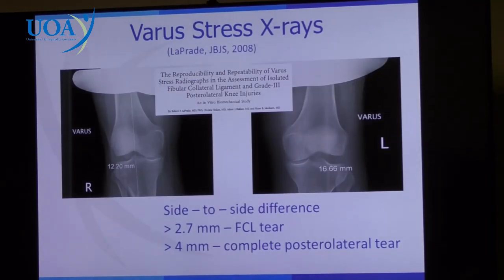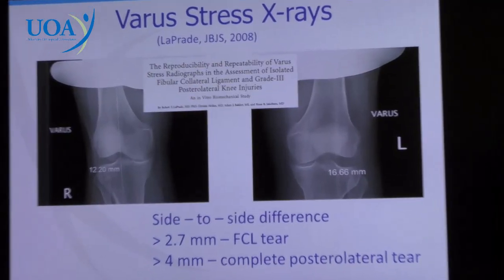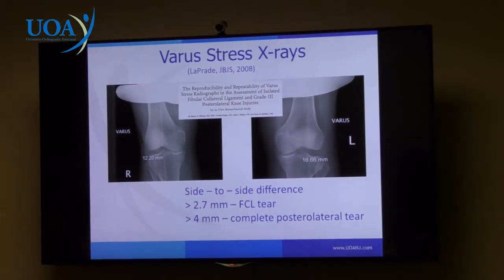Again, objectivity I think is very helpful. I'll try to get stress x-rays when I'm evaluating these patients in the office. Anything more than 2.5 centimeters has been shown to have a tear of that FCO, and over 4 is a complete posterolateral corner tear. So it gives good objective data, especially for a failed ACL or other ligament reconstruction that doesn't work.